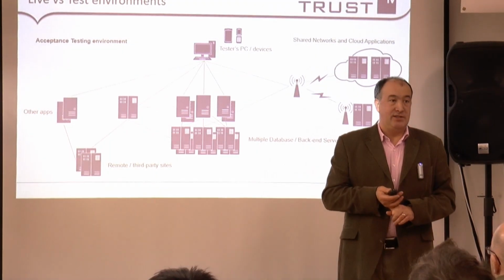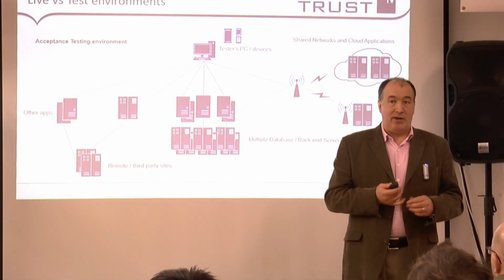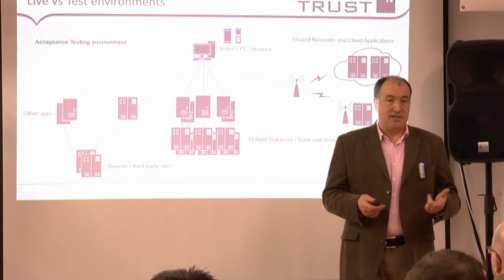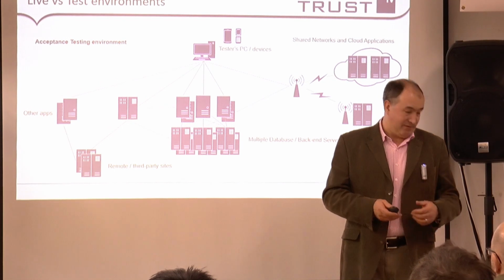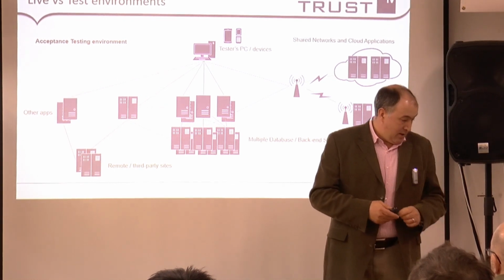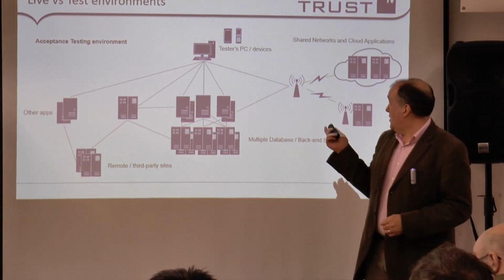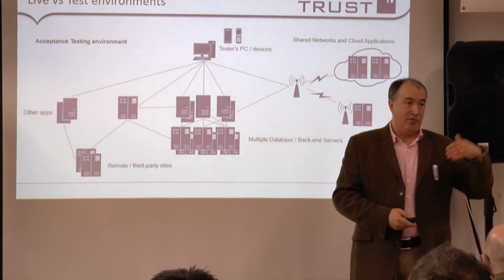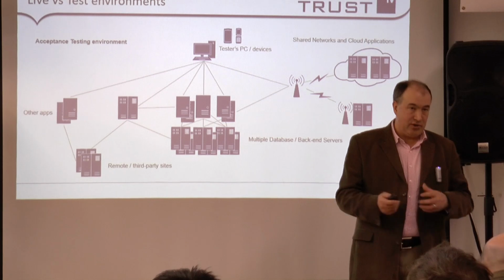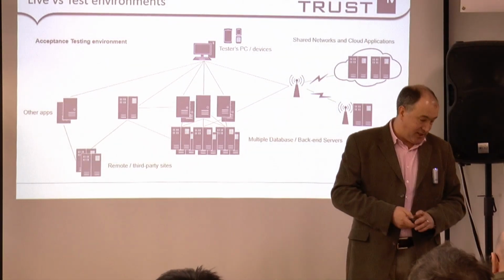You've got testers trying to mimic users who may be using laptops, PCs, obviously, but also mobile devices like tablets and phones and so on. And then you've got potentially remote networks, shared networks with other people, and remote third-party links, which all need to be considered when you're doing your tests.